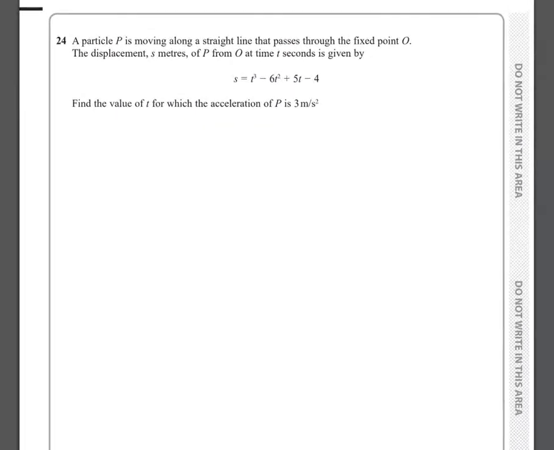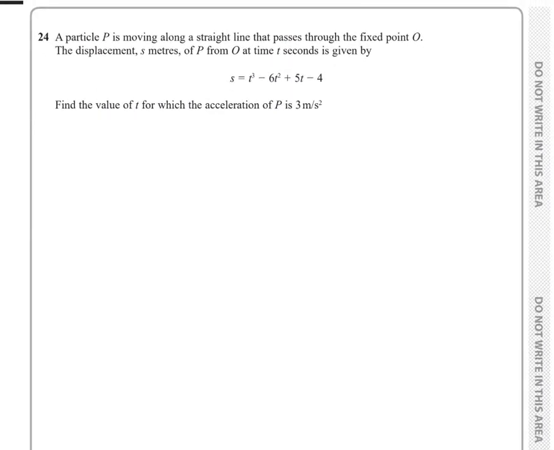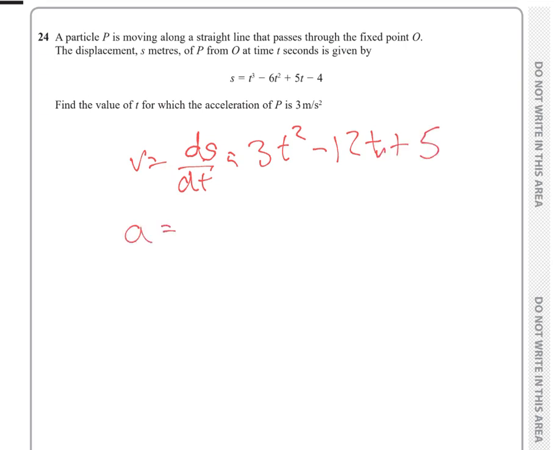Okay, now we really are on the final question. A particle moving along a straight line that passes through a fixed point, displaced by s equals t cubed minus 6t squared plus 5t minus 4. Find the value of t for which the acceleration is this. So that's the distance. So we have to differentiate. So ds by dt, and that gives us the velocity. That is 3t squared minus 12t plus 5. And then the acceleration is dv by dt. Differentiated again is 6t minus 12.